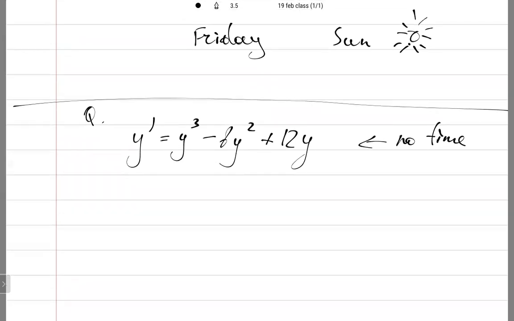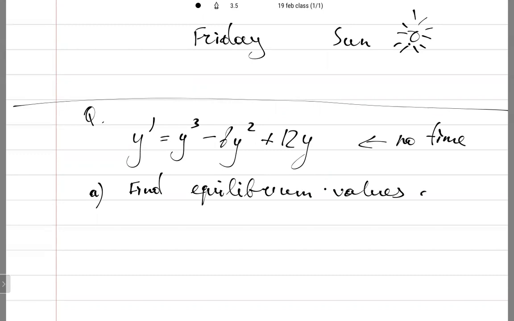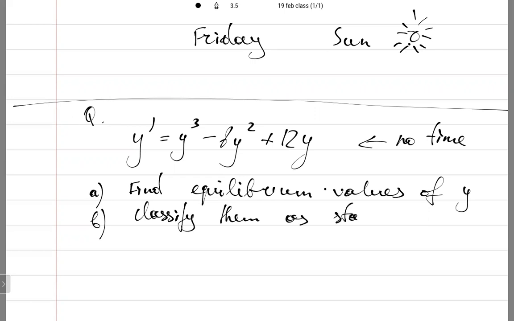My main question is, first, find the equilibrium values of y, and point B, classify them as stable or unstable. Classify them as stable or unstable.